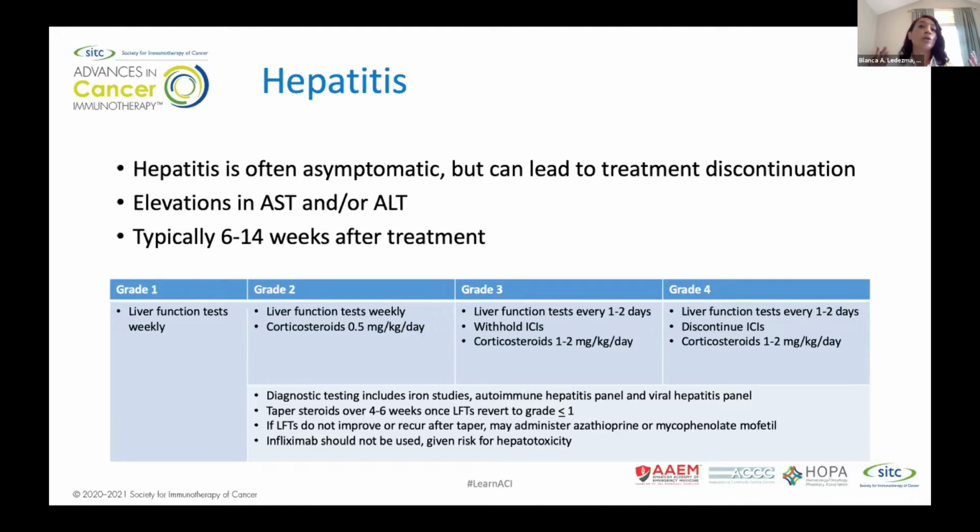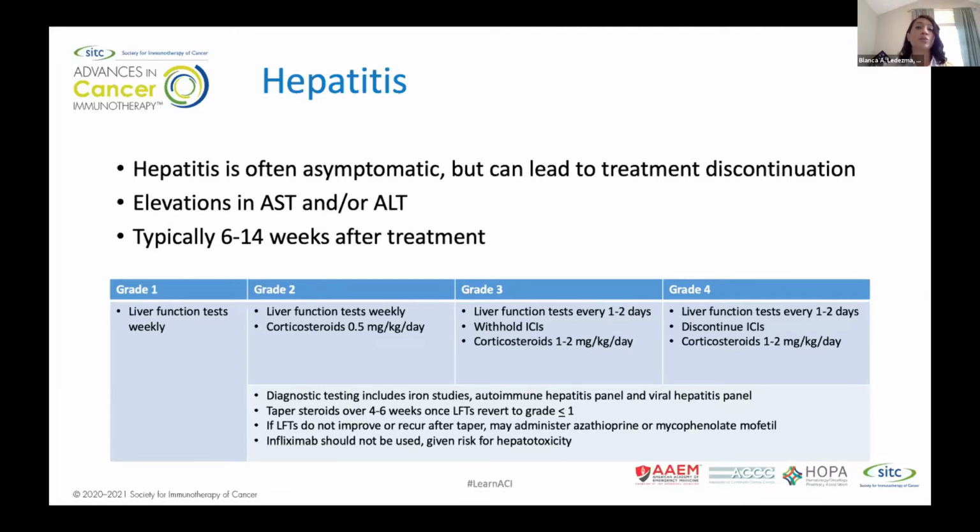And of course, we do want to be thorough with our patients and rule out other potential etiologies, doing an autoimmune hepatitis panel, iron studies, and of course a viral hepatitis panel, and also consider disease progression, ensuring that this is not somehow a process from disease progression.